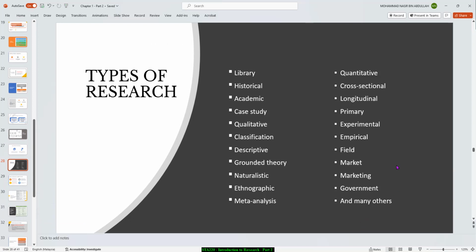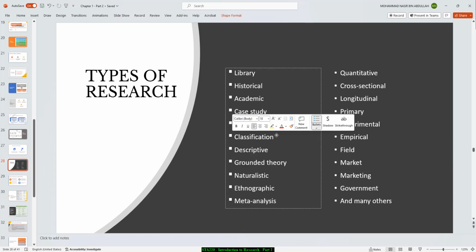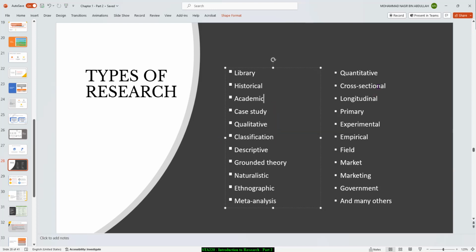So this is a type of research available. We can look at this one. Ethnography tadi kita dah discuss. This is qualitative, naturalistic, grounded theory, descriptive, classification, qualitative, academic, case study. Semua ni adalah types of research design. Tapi kita discuss tadi yang important, right? So you just need to know the important types of research design yang kita discuss tadi.